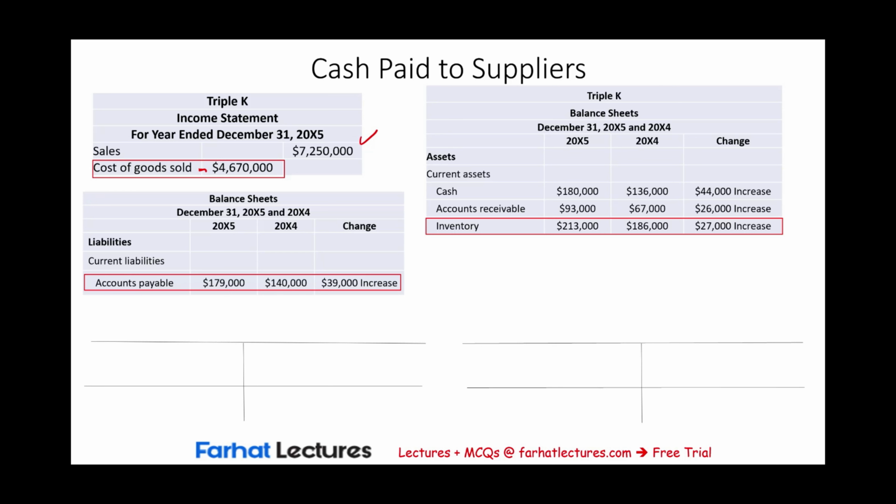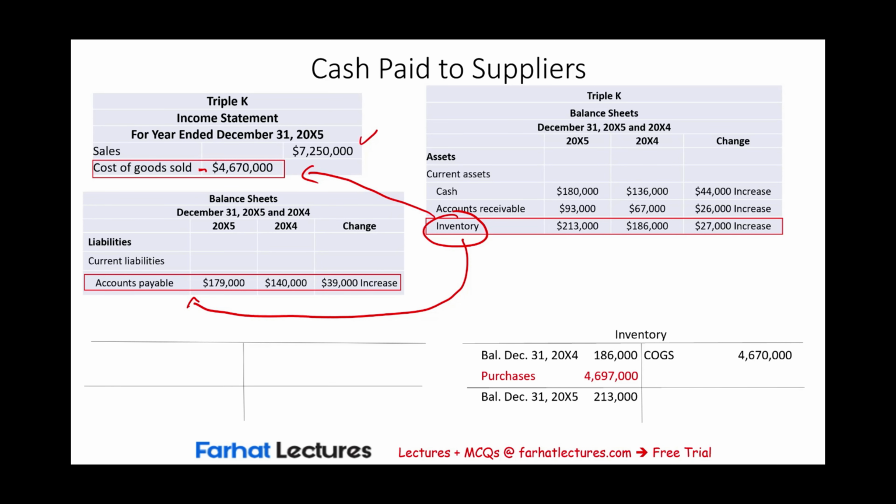Why? Because when I purchased inventory, inventory turned into a cost of goods sold. But I purchased inventory first on credit. So first I have to determine what's the change in my inventory and how would that change affect my cost of goods sold. What's the change in my accounts payable and how would that affect cost of goods sold. I'm going to do so in two steps. First, I'm going to examine the change in inventory. My inventory went from 186 to 213. What does that mean?